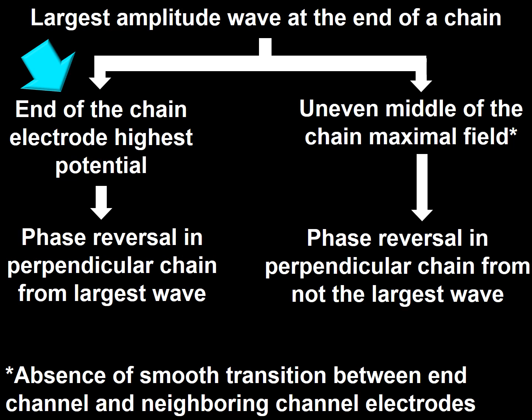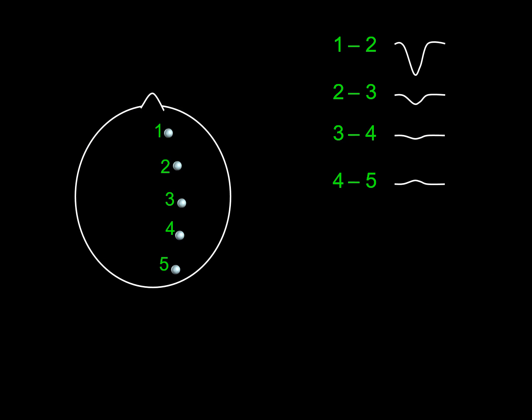One of the pitfalls when reading a bipolar montage is to assume, without room for doubt, that a large amplitude potential at the beginning of a chain indicates the presence of a maximal under the electrode capturing the high voltage potential, when, although less likely, we may be dealing with an uneven middle of the chain maxima field. Let's look at an example.